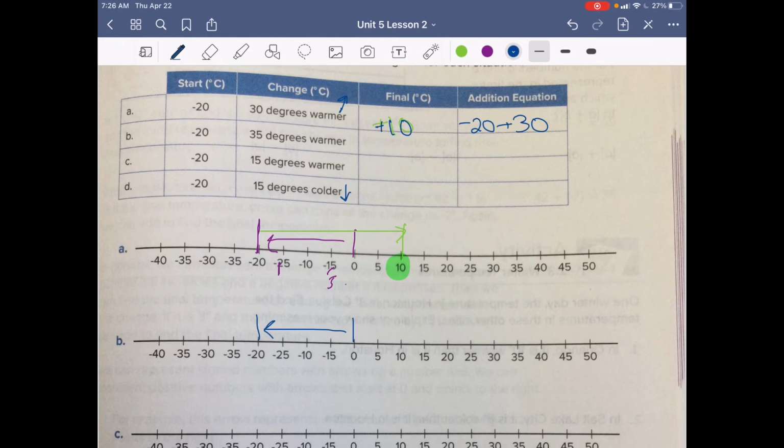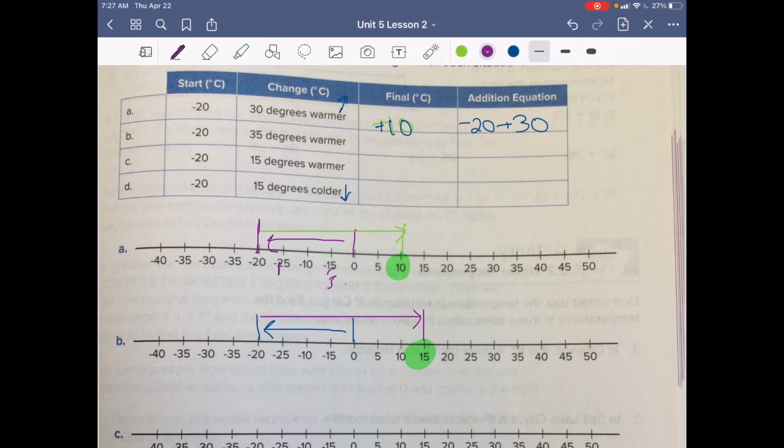And we're going 35 degrees warmer. So maybe this time we should count by 5s. So let's go. 5, 10, 15, 20, 25, 30, 35. And that puts us right here at 15. So here's our answer, 15.